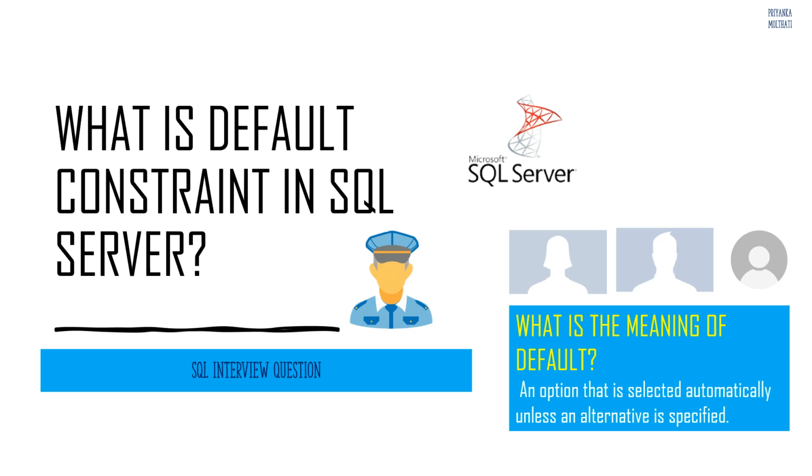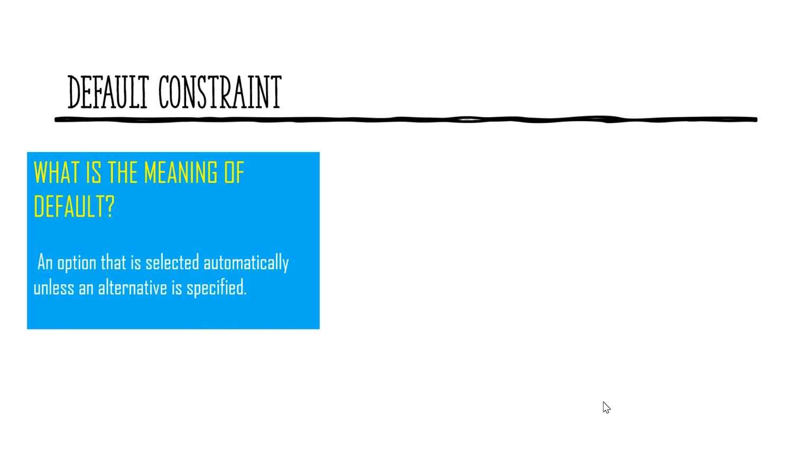Hello everyone, the question for today is what is default constraint in SQL Server? So first, let's see what is the meaning of default. It means an option that is selected automatically unless an alternative is specified.